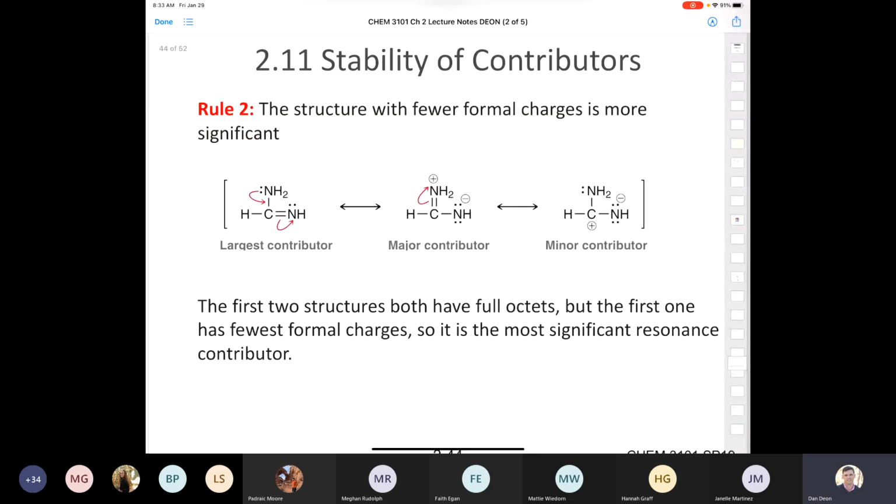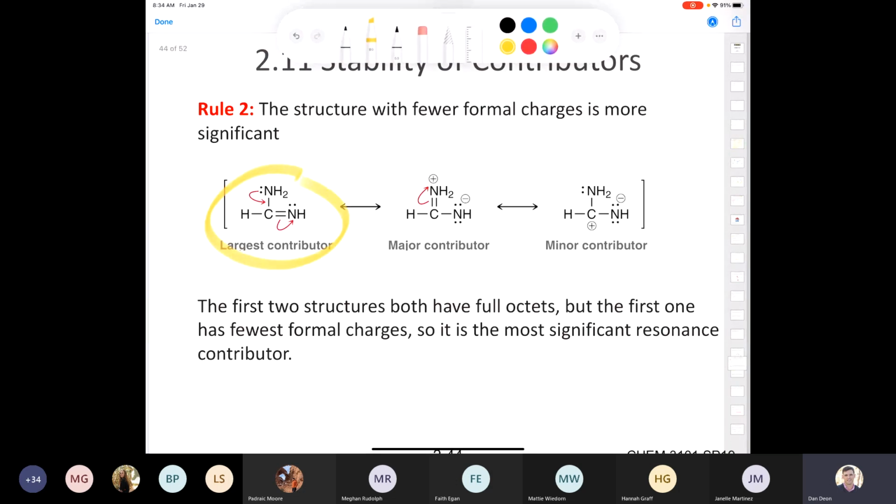Rule number 2, the structure with fewer formal charges is the one that's going to be the most significant. That kind of makes sense, right? We usually try to draw molecules without charge. If we look at these 3 resonance contributors here, the first one has no charge, so it's going to be the most significant. The next ones both have charges, right? Oh yeah, the answer is on here. I was going to ask you why this one is a greater contributor than the last one, but the answer is on here for you.